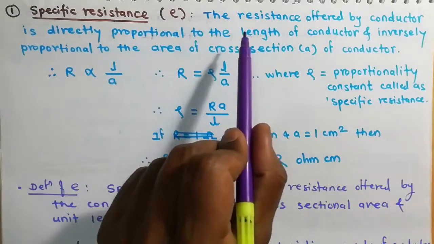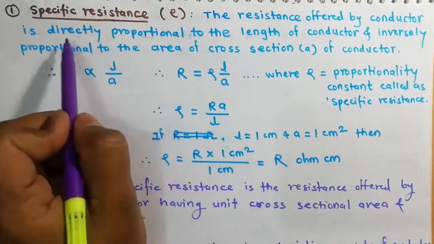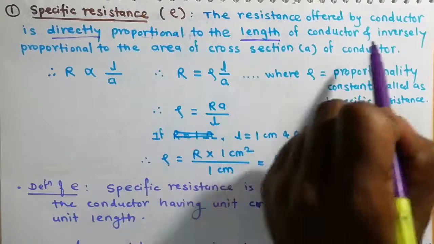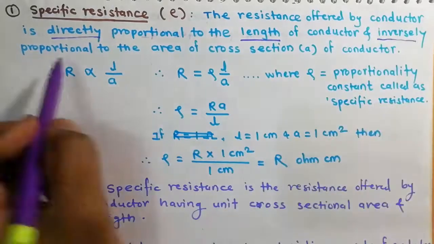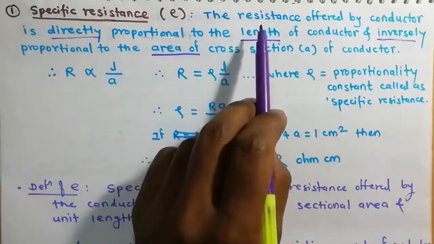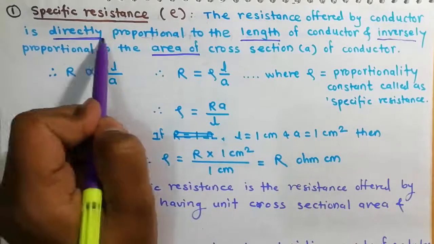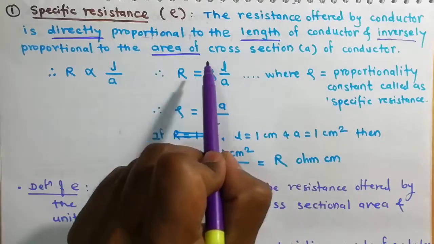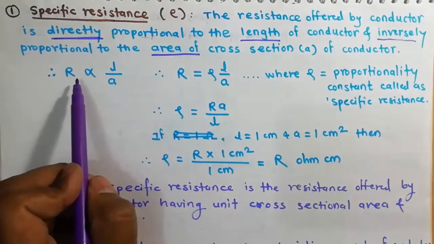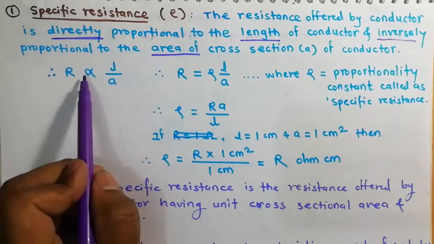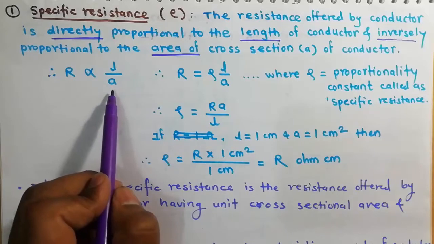Resistance. The resistance offered by any conductor is directly proportional to the length of that conductor, and it is inversely proportional to the area of cross section of the conductor. So therefore we can write R is directly proportional to the length L, and R is inversely proportional to the area A.